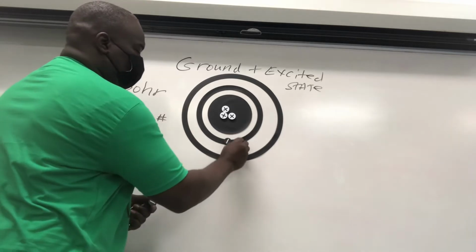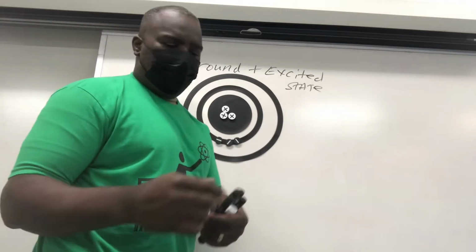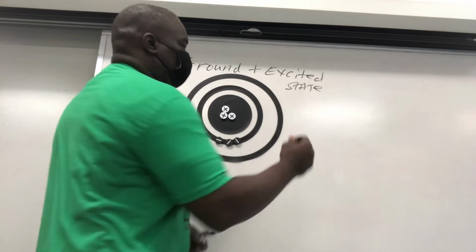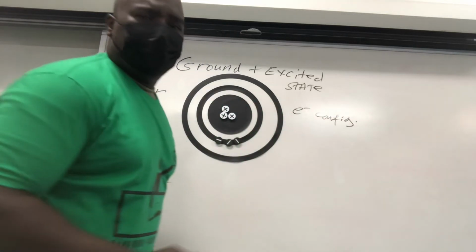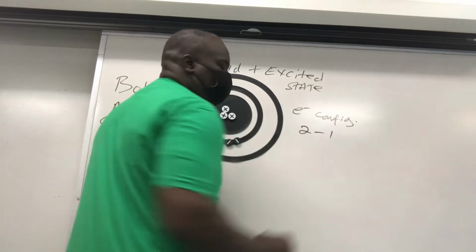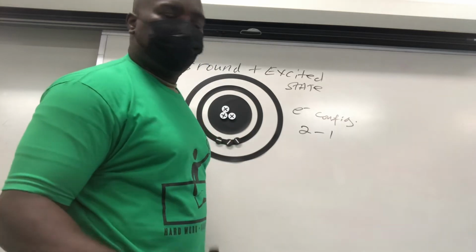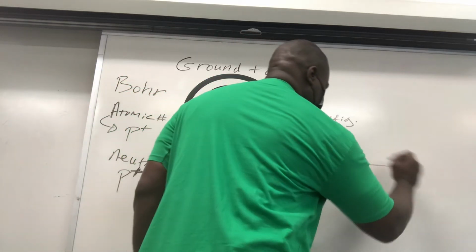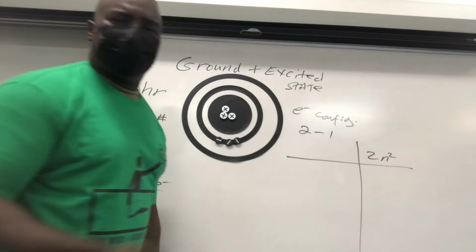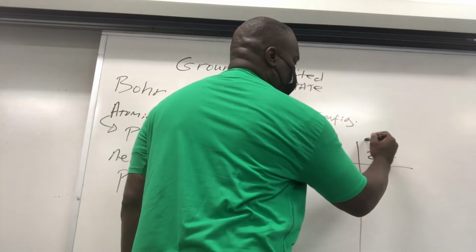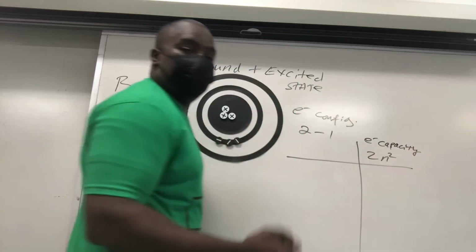So my question to you is this. Can I put the 3 electrons in this first energy level? Now you look on your reference table, and you're gonna see the electron configuration for lithium, config for short, given as 2-1. And there's a reason for that. Because there's something called the 2n squared rule that we talked about. What does it tell you? It tells you the electron capacity of the energy levels.